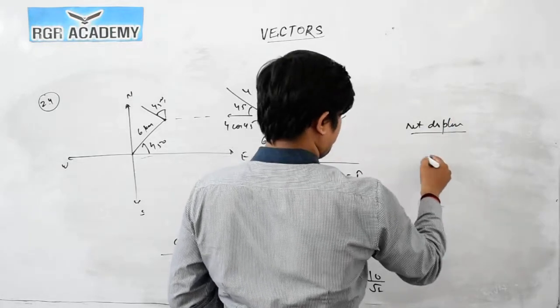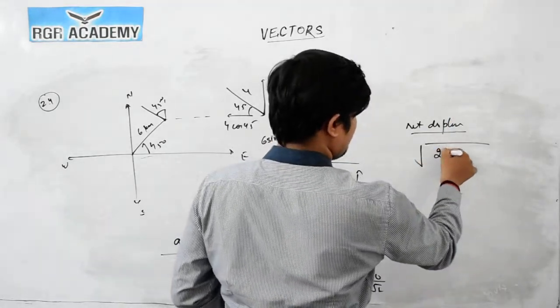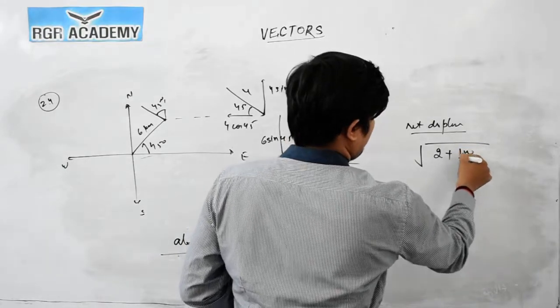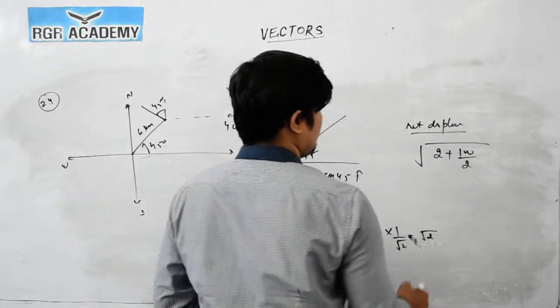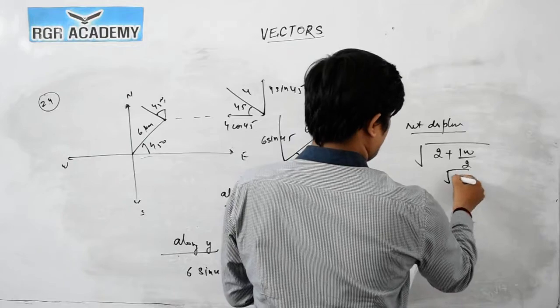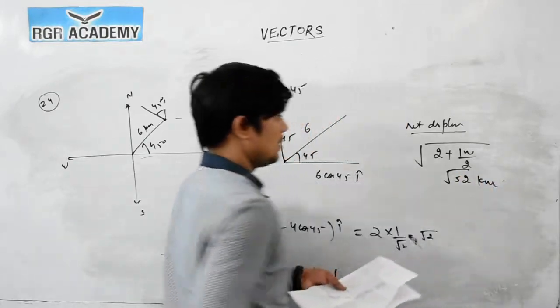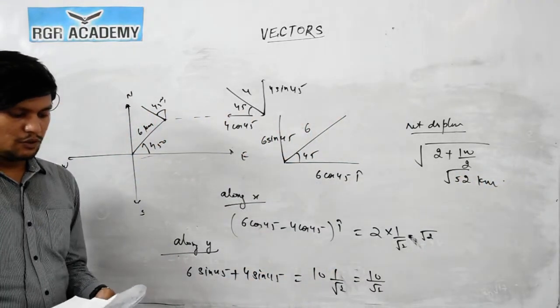will be equal to the under root of root 2 square, meaning 2, plus 100 by 2. So how much you will get? 52, under root of 52 kilometer. So the net displacement is under root of 52 kilometer.